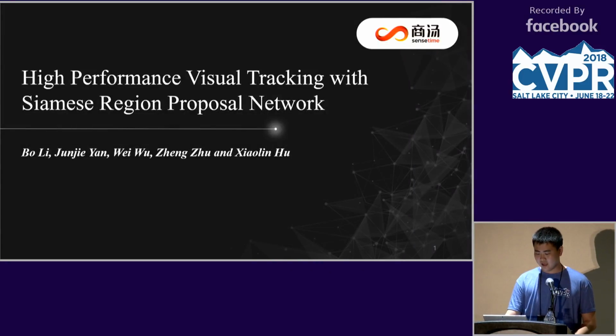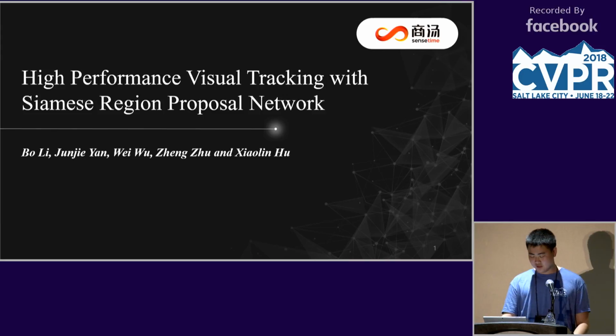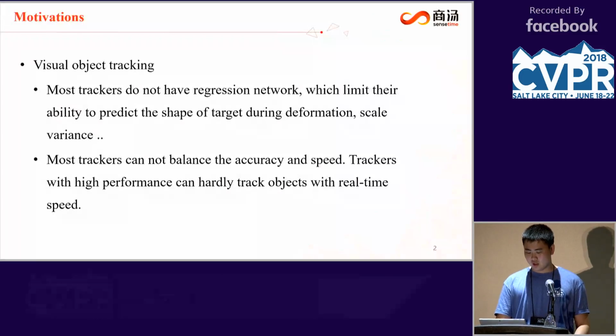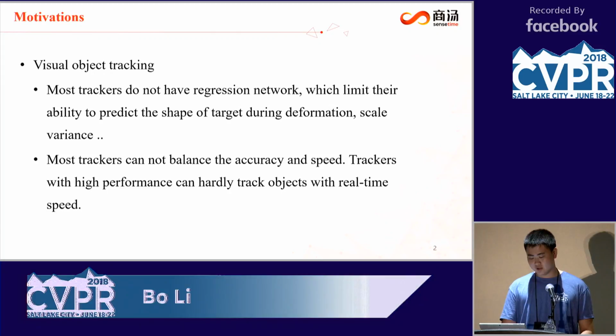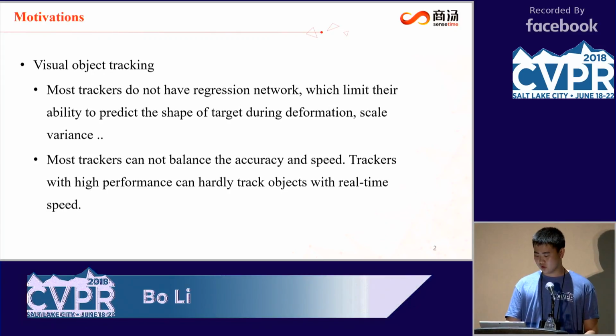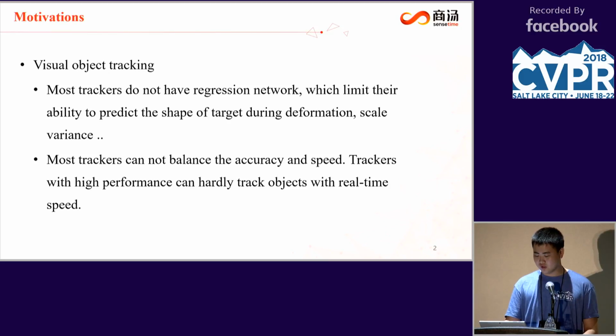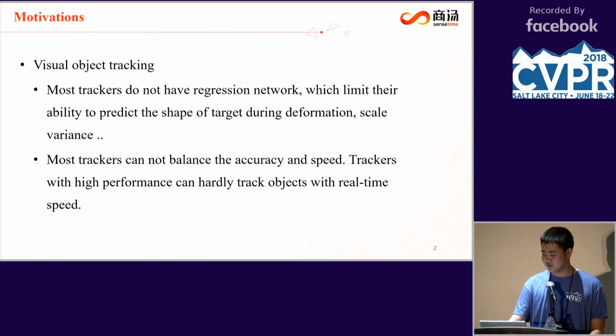Hello, everyone. I'm Bo from SAMSTEM. So in this paper, we propose a network that unifies Siamese network and the region proposal network. Our motivation is that most trackers do not have a regression network, which limits their ability to predict the shape during deformation and scale variance. So they need to perform multi-scale tests to obtain the best scale of the target.